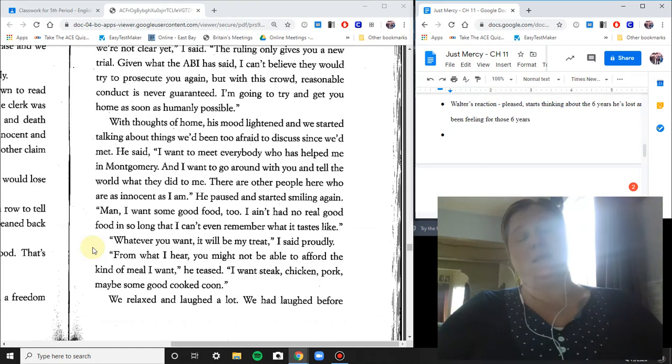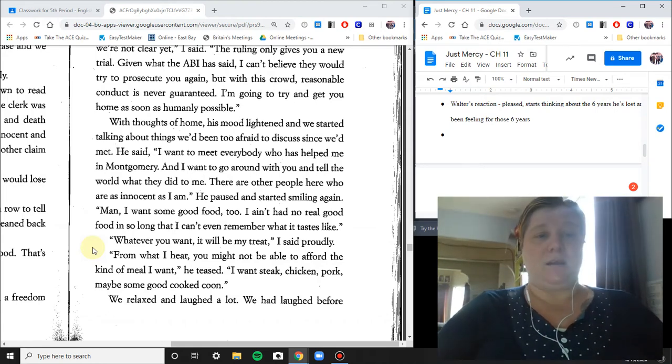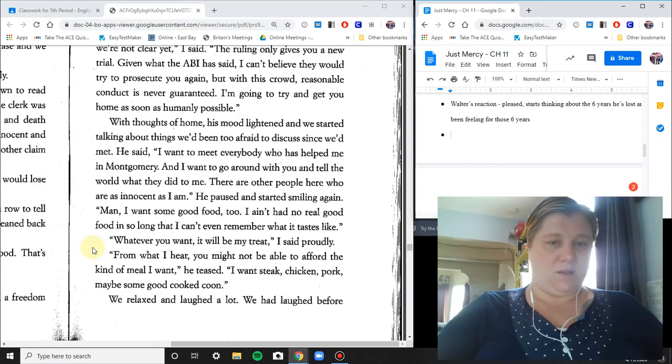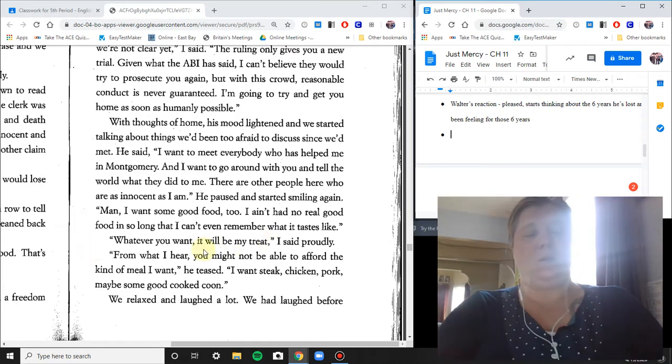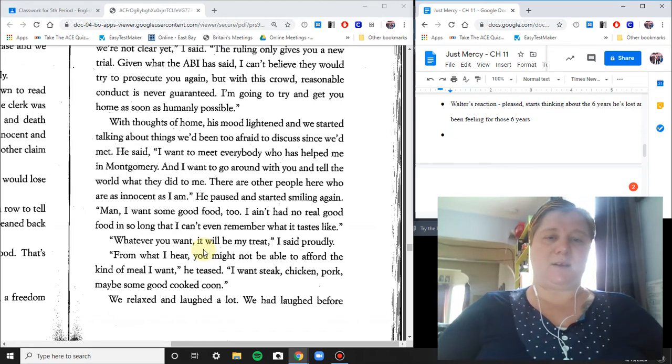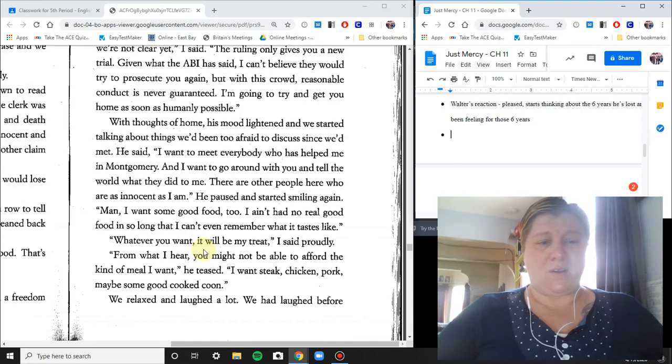With thoughts of home, his mood lightened, and we started talking about things we'd been too afraid to discuss since we'd met. He said, I want to meet everybody who has helped me in Montgomery, and I want to go around with you and tell the world what they did to me. There are other people here who are as innocent as I am. He paused and started smiling again.